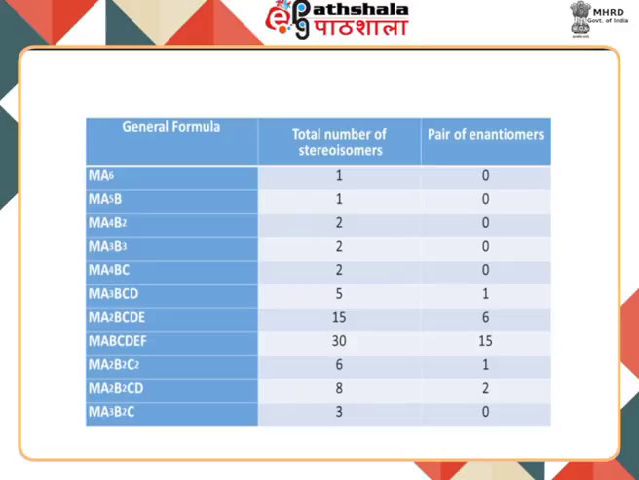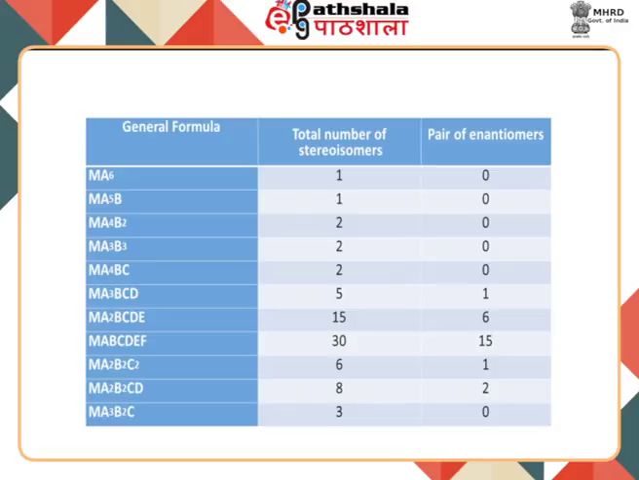For complex MA4BC, the total number of stereoisomers is 2, pair of enantiomers again 0. For complex MA3BCD, the total number of stereoisomers is 5 and one pair of enantiomers is possible. One pair of enantiomers is possible for this complex.